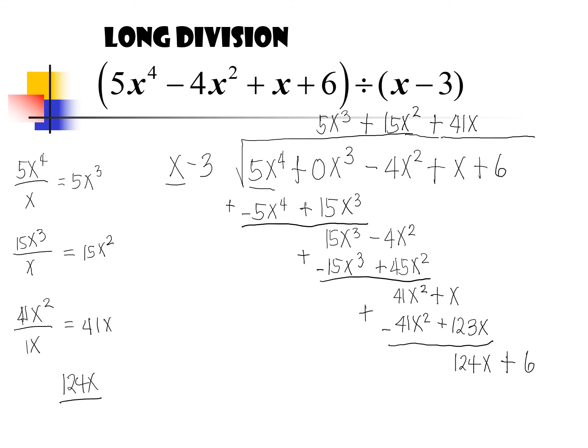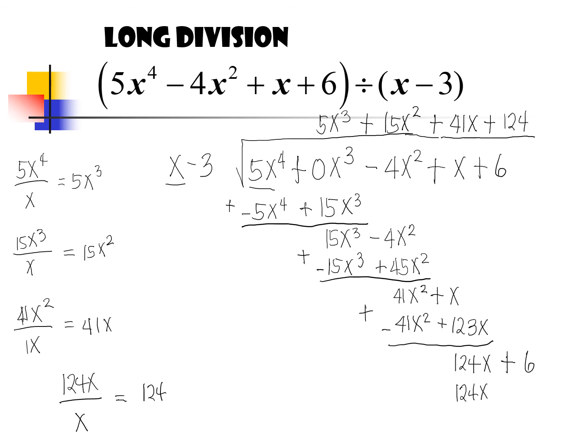124x divided by x, that is 124 only, because x divided by x is basically 1 divided by 1, and that's just 1. So 124 times 1 is 124. So where do we put the 124? Since it's a constant, we also put it on top, aligned with the constant in the dividend. 124 times x. Remember, not divided by, but multiply. 124 times x, that's 124x.